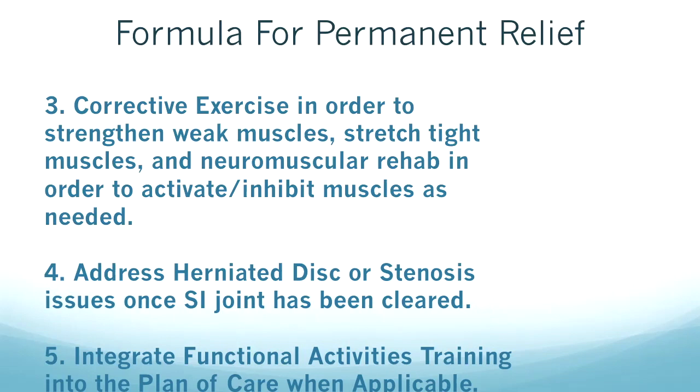We might stretch some tight muscles, and then we might get into some neuromuscular re-education where we're retraining the brain and the nerves to make the right muscles contract during particular movements. If you had been altering some of your movements because you were in pain, then you start to learn techniques to try to get around that pain. So again, we start to activate and inhibit certain muscles that may be causing some problems.